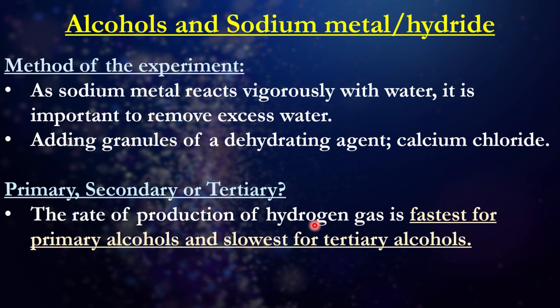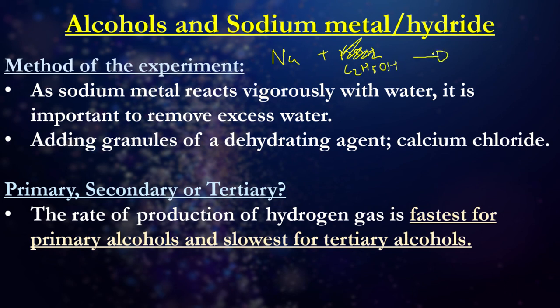Depending on the type of alcohol we have, the production of hydrogen gas will be greater or slower. So fastest for primary alcohols, slowest for tertiary alcohols. So this reaction, remember, if we react something with a particular alcohol, let's say, using the example of sodium plus, let's say, potassium hydroxide of some kind of alcohol there. Well, that's not alcohol. Ethanol. Okay, let's say we're using ethanol there.